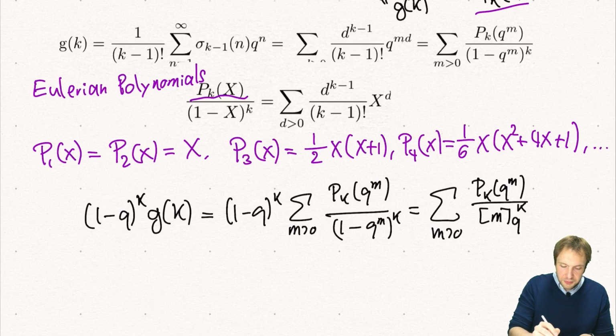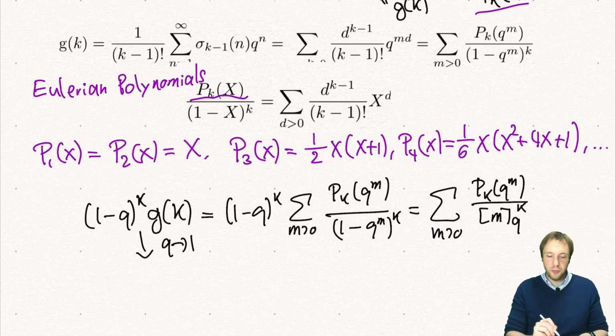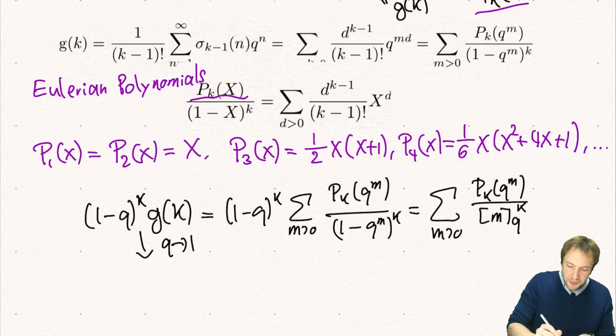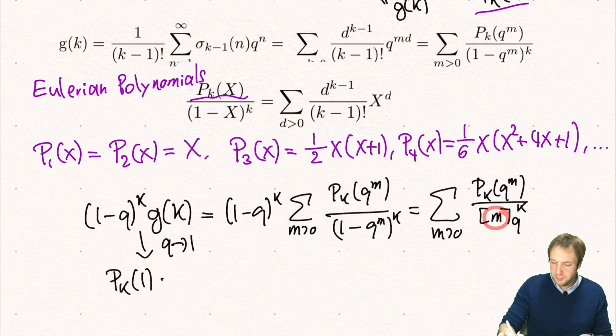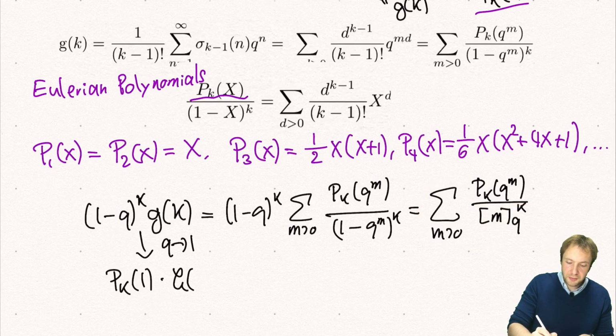And therefore, if you send q goes to 1, and you can again argue why you can interchange the summation and taking the limit, then this is p_k(1), because here we send q to 1, so we get the value of this polynomial at 1, times, and here this just goes to m, so this is just the definition of the Riemann zeta value at k, so this is zeta of k.